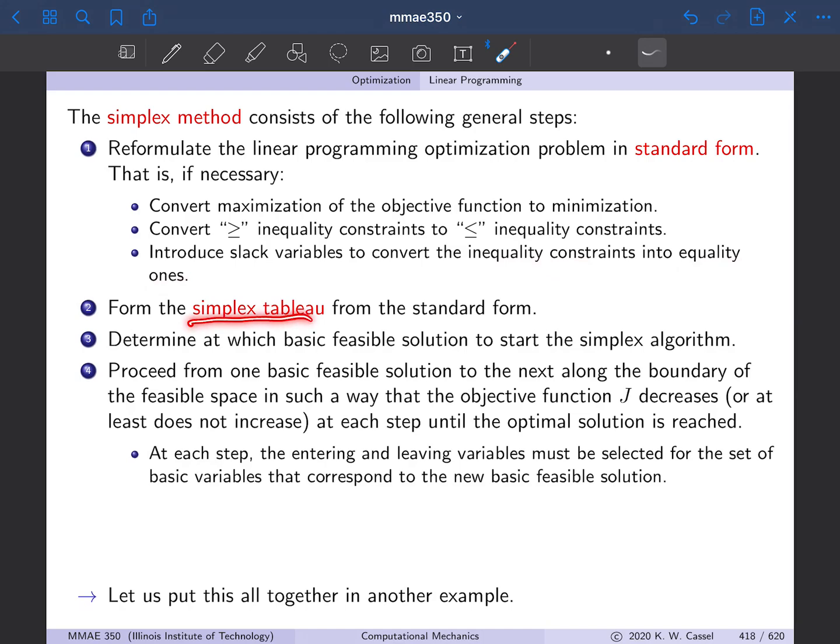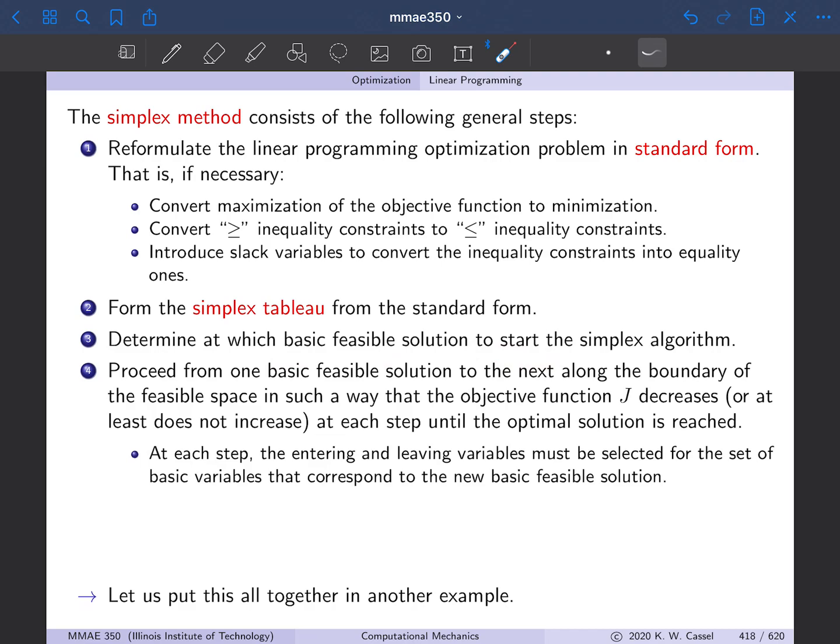Once it's in standard form, you can write down the simplex tableau of that standard form, as we just did for the train car example. And then we determine the basic feasible solution from the simplex algorithm, and that will help us get it started, basically. So let me say that a little more clearly.